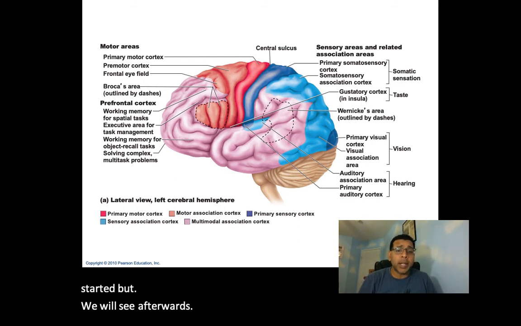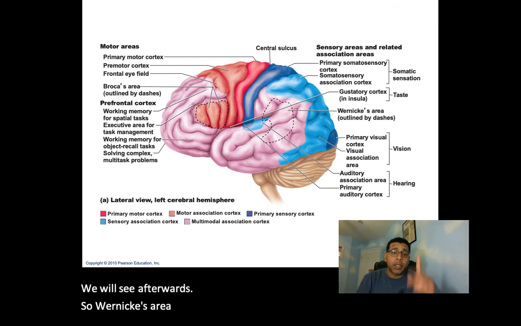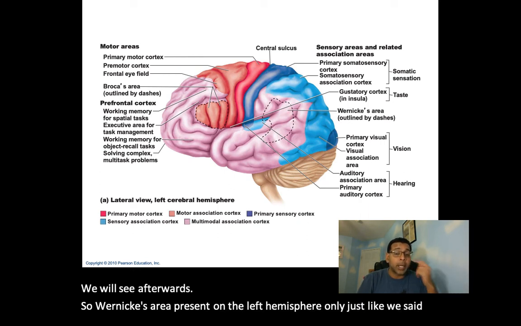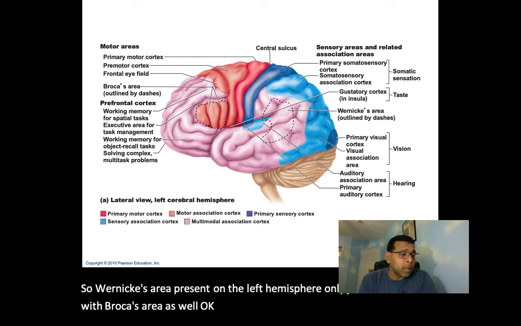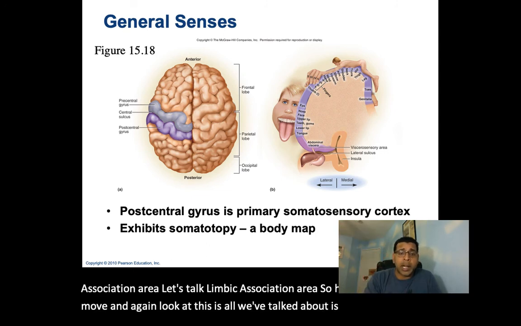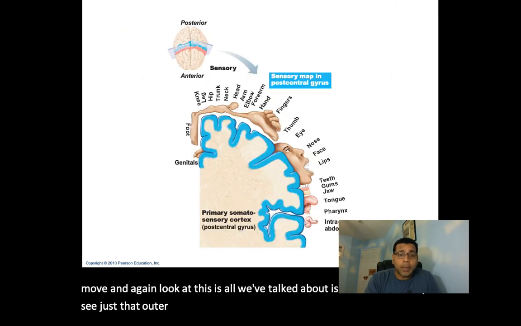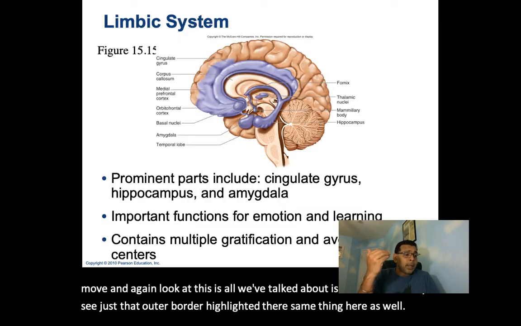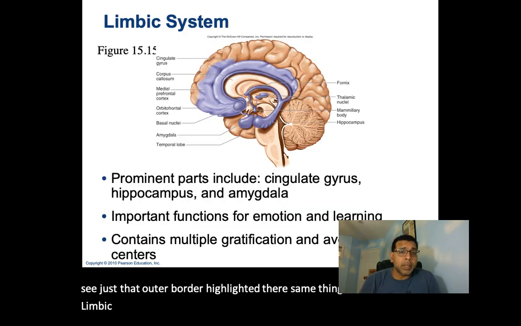So Wernicke's area is present on the left hemisphere only, just like we said with Broca's area as well. Okay, so next, let's move down. Let's talk limbic association area. Here we can move on, and again, all we've talked about is the cortices, so you see just that outer border highlighted. Same thing here as well. Let's talk limbic association area.